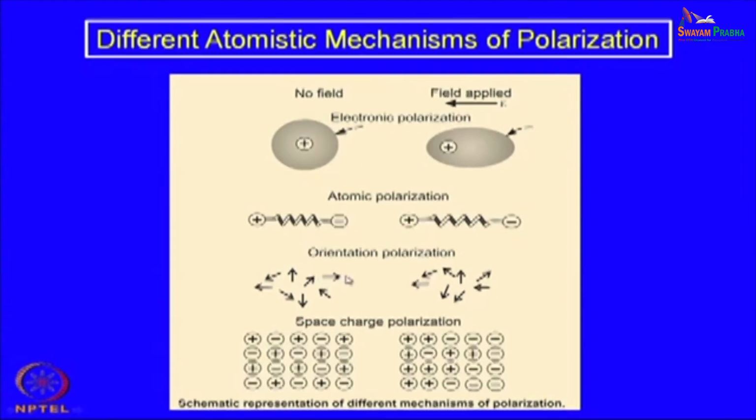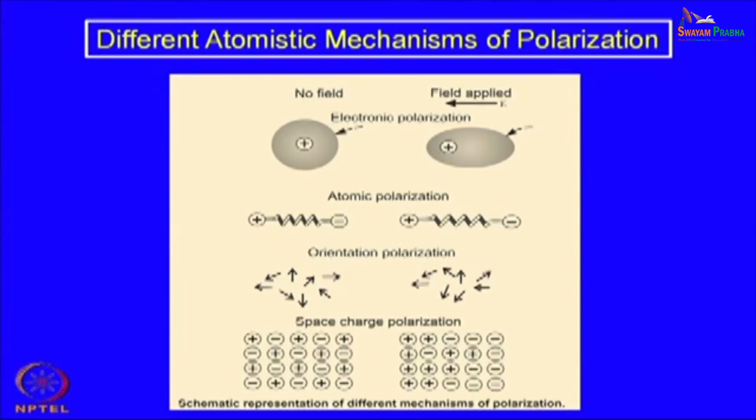Some dipole moments are already present, but they are randomly distributed. Here they are directed in different directions in a random fashion, and therefore the net dipole moment of the overall solid is 0 here. However, when you apply an electric field, they try to align themselves, because they have a dipole moment, they have a particular direction in which they want to remain, and if you apply an electric field from outside, they actually try to align themselves along the field direction.